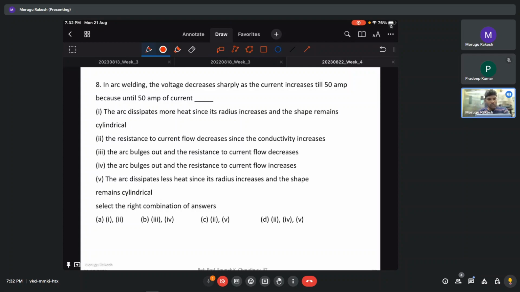So in arc welding, the voltage increases sharply as current increases till 50 amps, because until 50 amps current. So this I have discussed. If you see that graph of voltage versus current, current is on the x-axis and voltage on the y-axis. So till 50 amps, you'll see it decreasing, and then after it will be increasing. What is the reason? The arc dissipates more heat since its radius increases and shape remains cylindrical.